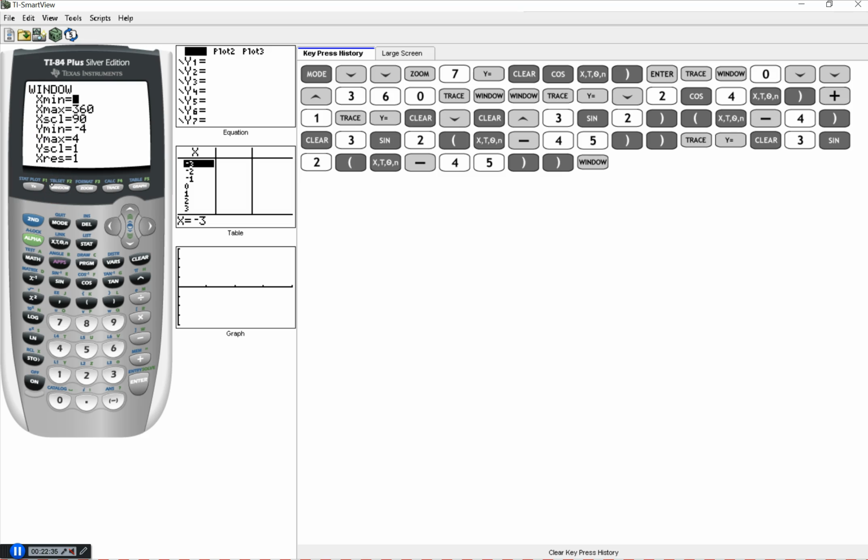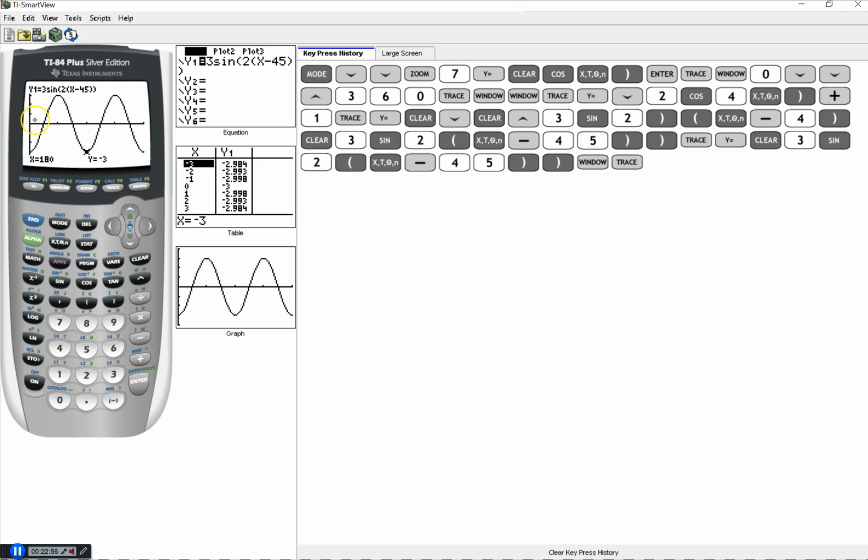Now double check my window. I'm still going from 0 to 360, counting up by 90s, and it's going from negative 4 to 4, and that's going to accommodate what I need, so that's good. Because I can see my range goes from negative 3 to 3, so that's fine. And now hit trace, and you can see our function being drawn in here.